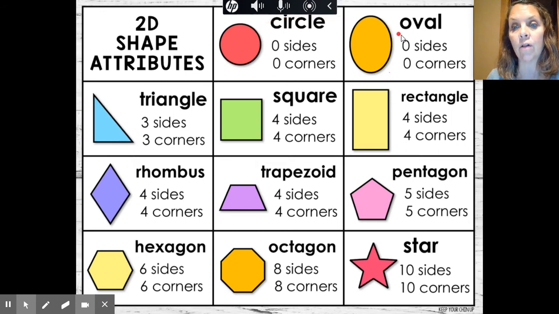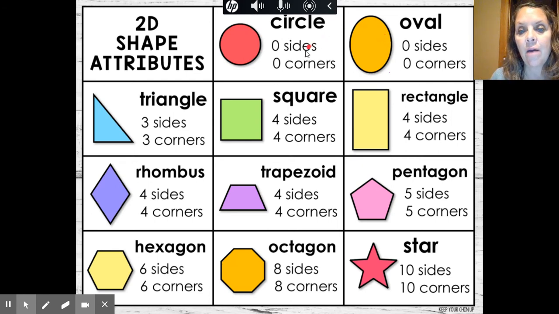Same with the oval. Ovals do not have sides or corners, but an oval is more like a squished circle. But these are not, they are not considered having any sides. So the answer is 0 on those. You can go ahead and try to draw a circle and an oval on your dry erase sleeve. I'll wait.